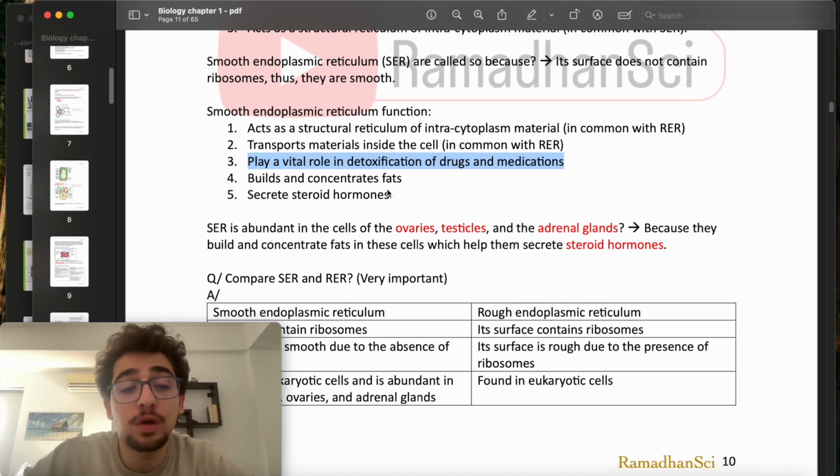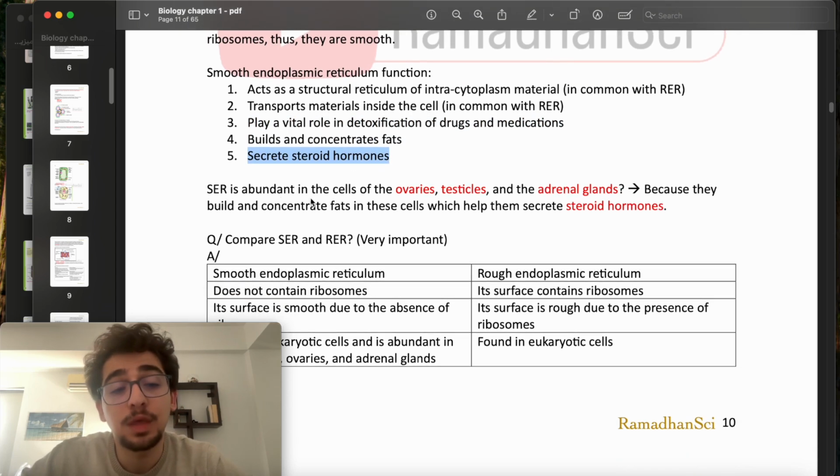The other functions are they build and concentrate fats, and they secrete the steroid hormones. Now, a question you can get: Why is smooth endoplasmic reticulum abundant in the cells of the ovaries, testicles, and the adrenal glands? Because it builds and concentrates fats. And we know we need those fats in order to secrete steroid hormones.